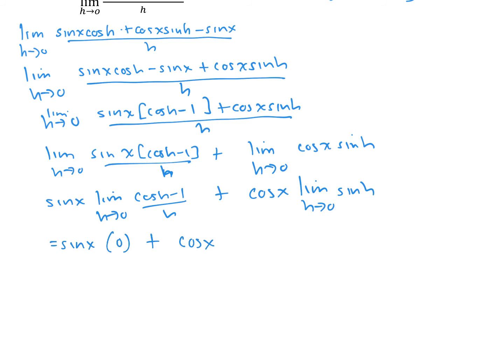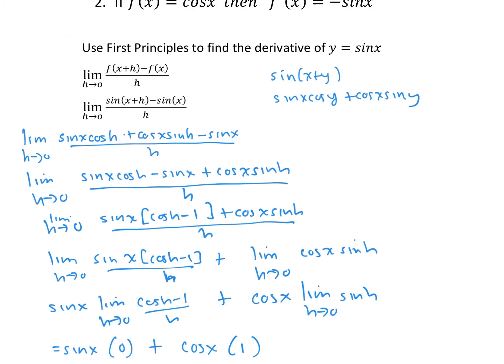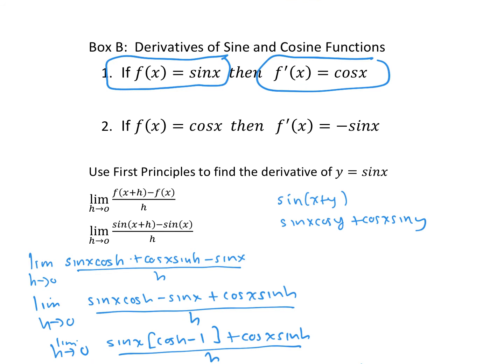Well, we already determined that in the previous example. We know that the limiting value of sine h as h approaches 0 is going to be 1. So sine x times 0 is just 0, and then cosine x times 1 is cosine x. So the limiting value of h approaching 0 by first principle results in cosine x, which we determined at the beginning. So that confirms or proves that the derivative of sine x is cosine x.